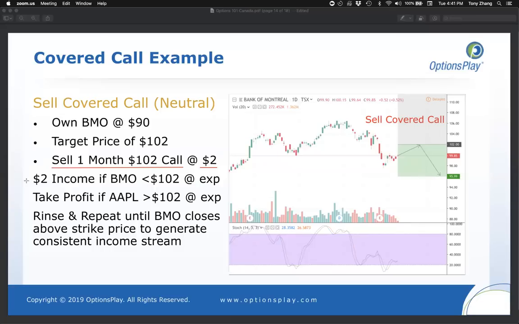If the stock is below 102, then I collect the $2 income that I received from selling that covered call, and I get to do it all over again next month. If the stock is above 102, then I take profit on the stock at 102.